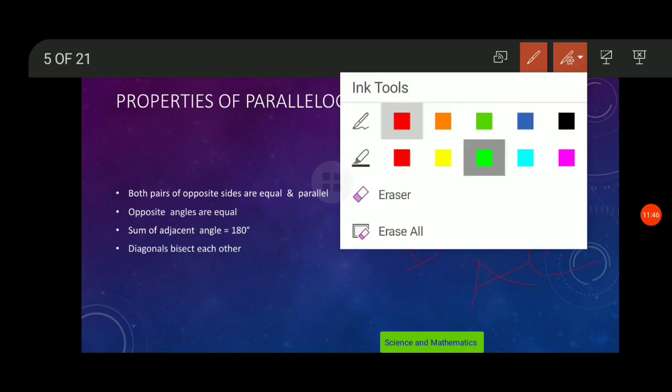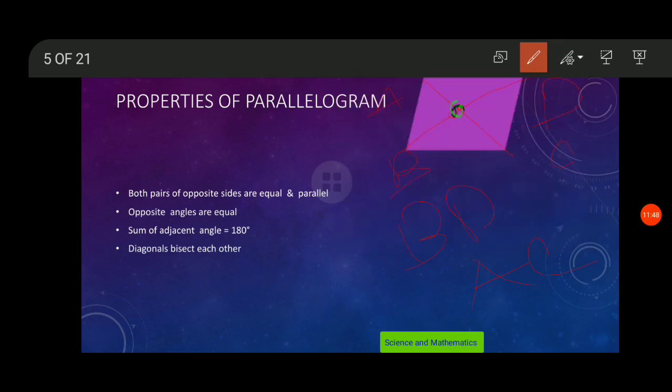Let me mark it with a different color. This is the bisecting point of the two diagonals. Now this will be equal to this. This part of this diagonal and this part of this diagonal will be equal. Now this part of this diagonal will also be equal because they bisect each other. So it is a property of the parallelogram that the diagonals bisect each other.